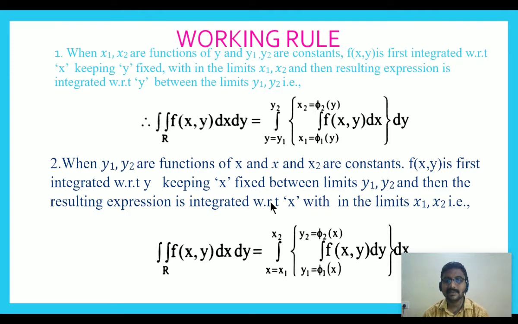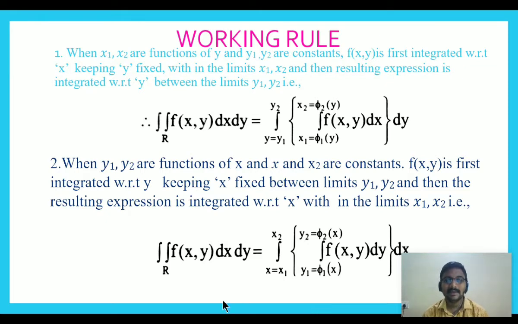Because the y limits are variable limits in terms of x, while integrating with respect to y, keep x as a constant, that is, x is fixed, and then the resulting expression is integrated with respect to x. While integrating with respect to x we would keep y as constant, but the resulting expression is already in terms of x, so we just take the single integration under the limits x1 and x2. What are x1 and x2 here? x1 and x2 are constants.